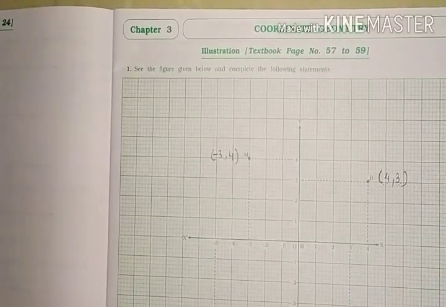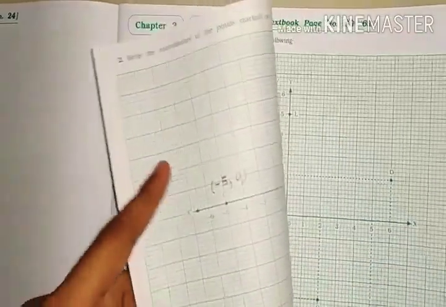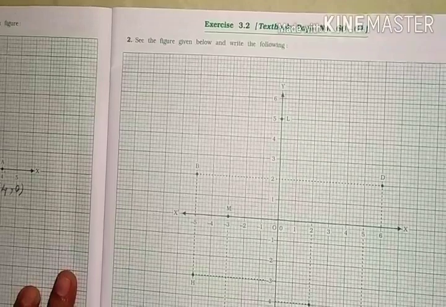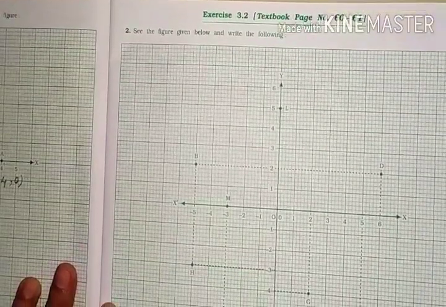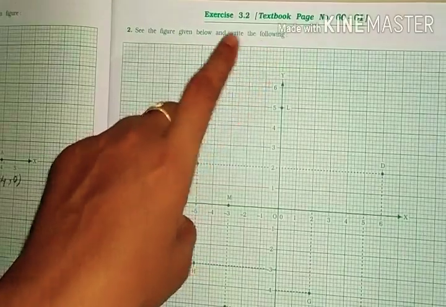In the last video we had seen illustration 1 and 2. Now we will start with exercise 3.2. See the figure given below and write the following.